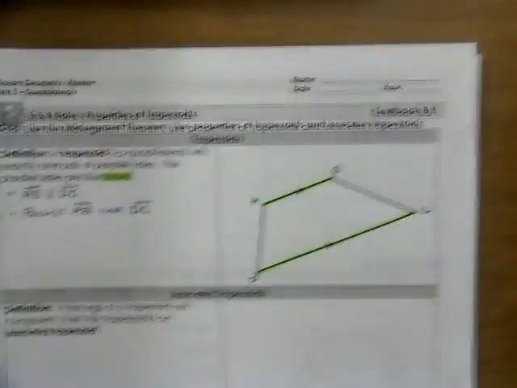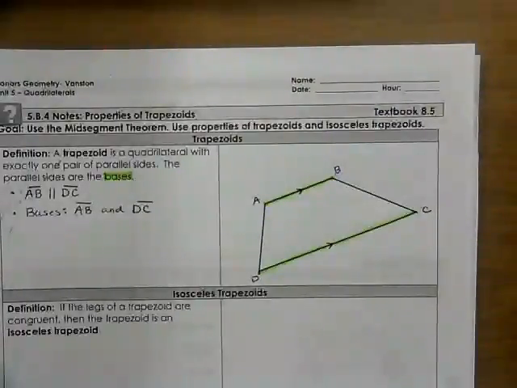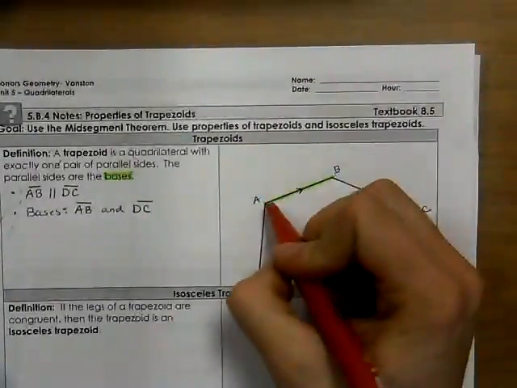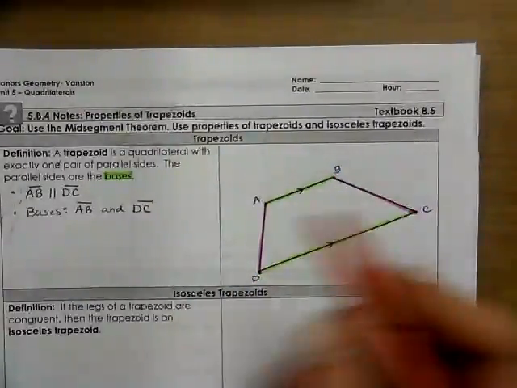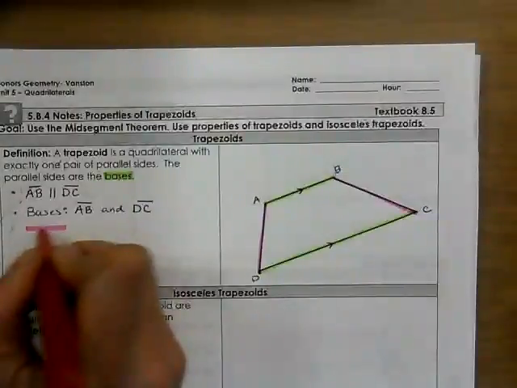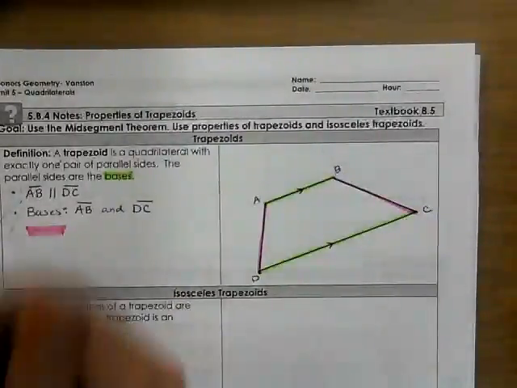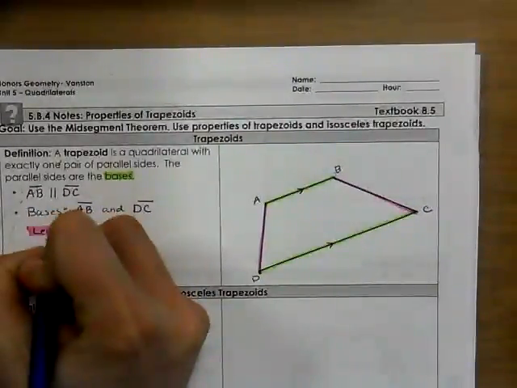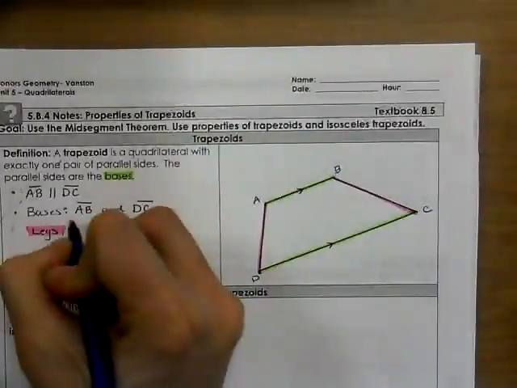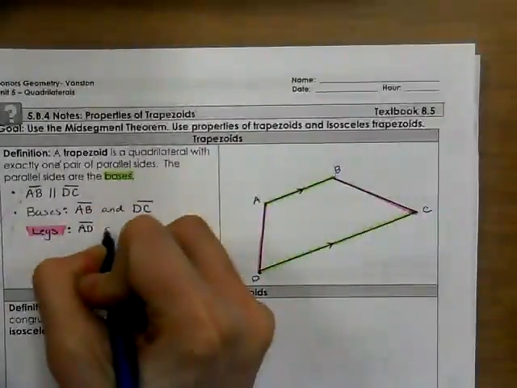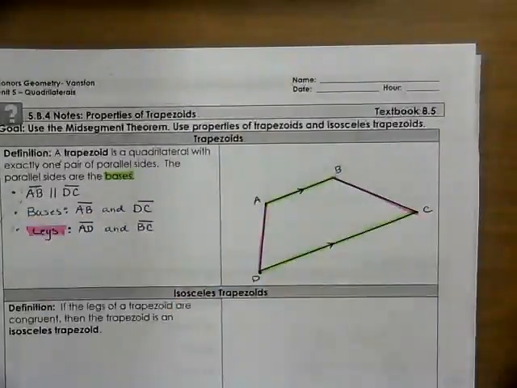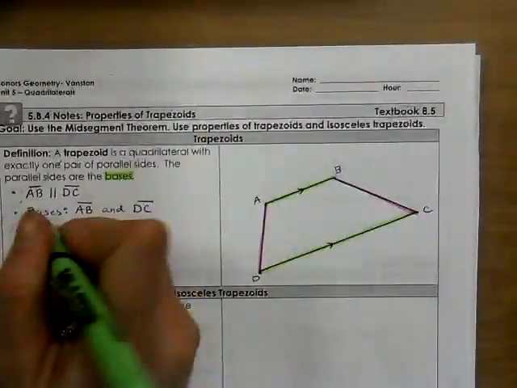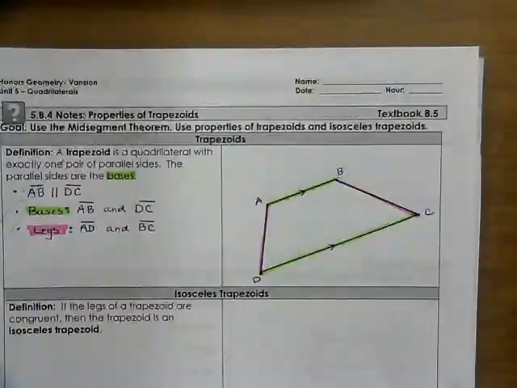And then we also have a couple more vocab terms that I want to talk about. The non-parallel sides we call the legs. So these guys right here are called the legs. So segments AD and BC are the legs. Let me highlight this guy. Bases again are in green.